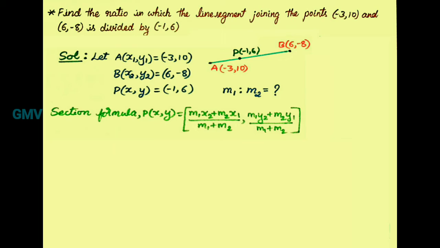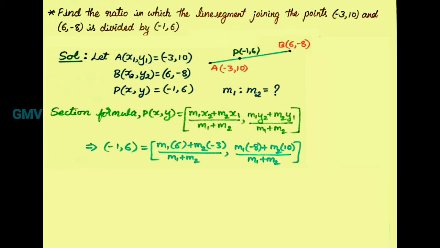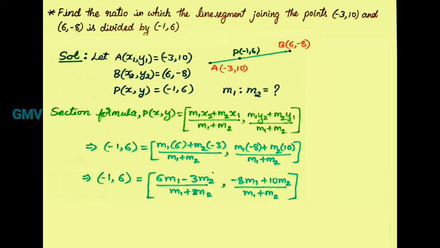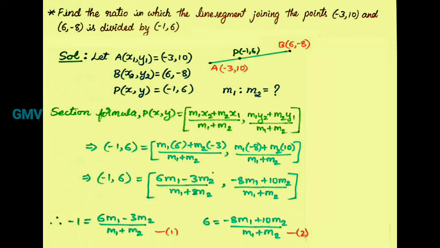Now substitute the coordinates of point P (x, y) as (minus 1, 6) and also substitute the values of x1, y1, x2 and y2, and leave m1 and m2 as it is. In the next step, we get (minus 1, 6) is equal to ((6m1 minus 3m2) by (m1 plus m2), (minus 8m1 plus 10m2) by (m1 plus m2)). Here we have to know that minus 1 is equal to (6m1 minus 3m2) by (m1 plus m2) and 6 is equal to (minus 8m1 plus 10m2) by (m1 plus m2).